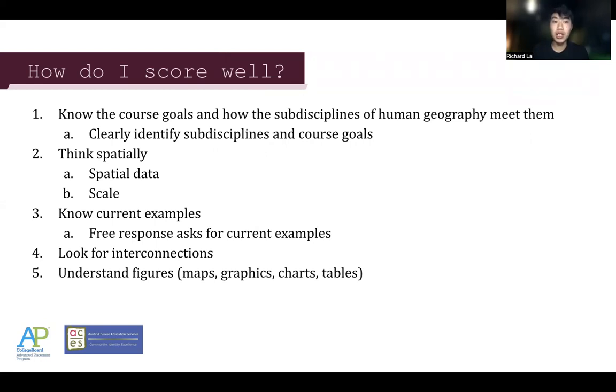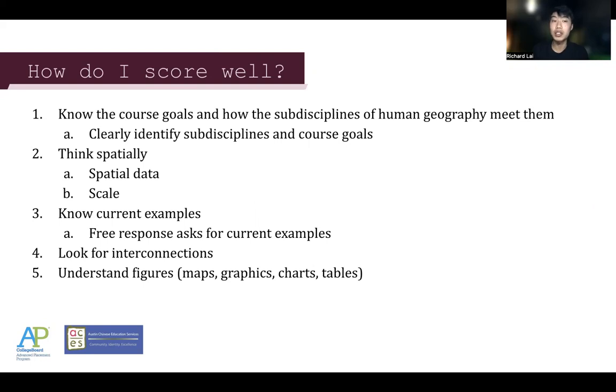Third, understanding current events examples and being very up to date and having a diverse range of different current events would be critical for answering free response because it frequently asks for current examples that you can relate back to geography concepts. 4 is looking for interconnections. Again, this also really helps for free response, but also in the multiple choice, when it isn't super obvious what the answer might be, you can utilize interconnections between your geographic knowledge and disciplines.